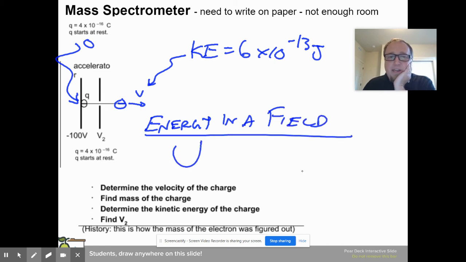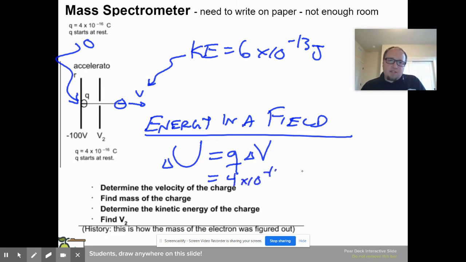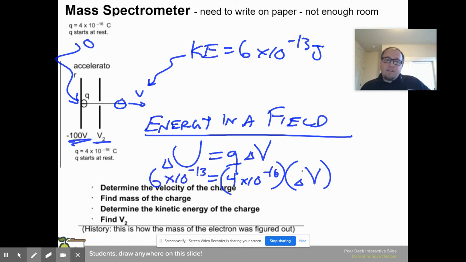So in a field, energy is equal to Q times delta V. Well, technically it's Q times V, but as we go through the field, we're going to change. Okay, so my charge is 4 times 10 to the negative 16 coulombs. That's my Q. Delta V, I don't know. It gave me one of them, but it didn't give me the other one. That kinetic energy came from the field.